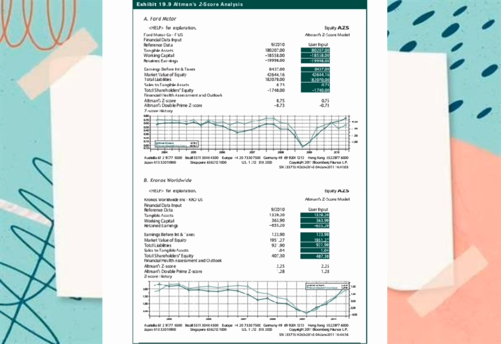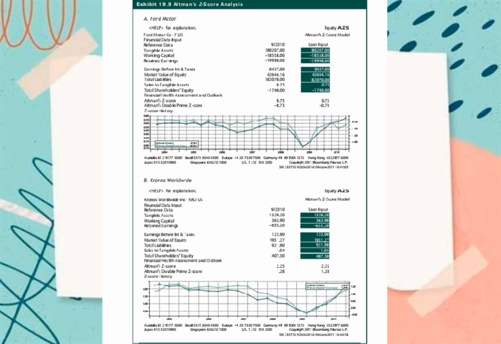The analysis uses the Altman Z-score model to assess each company's financial health and bankruptcy risk. The table shows the input financial data, for example, earnings, assets, and liabilities, used in the calculation along with the resulting Z-score and a double prime Z-score, a modified version. A graph displays the Z-score history for each company over time, providing a visual representation of their financial risk profile.